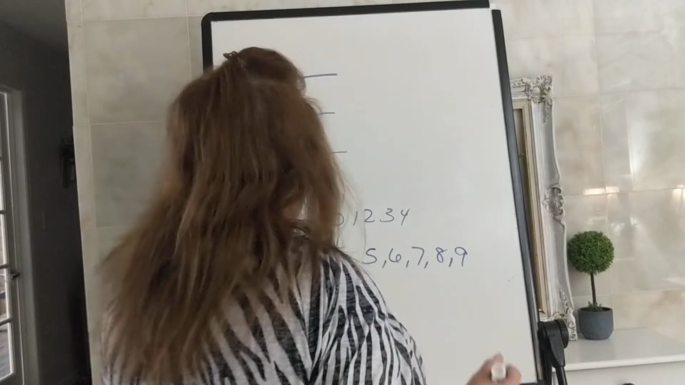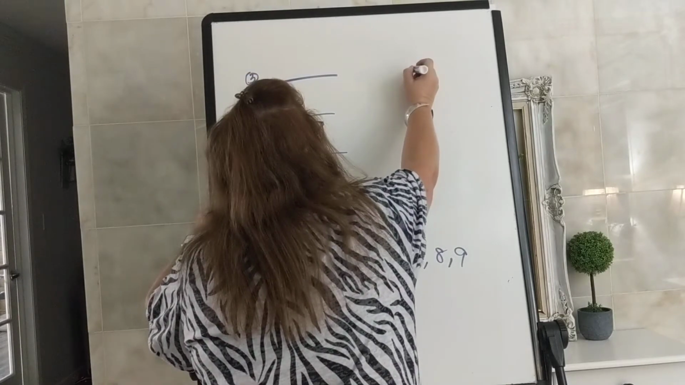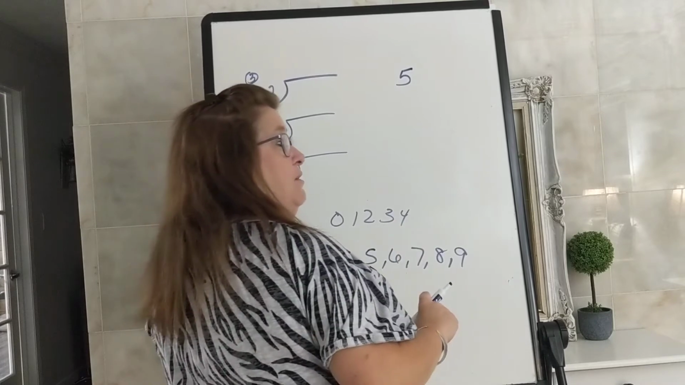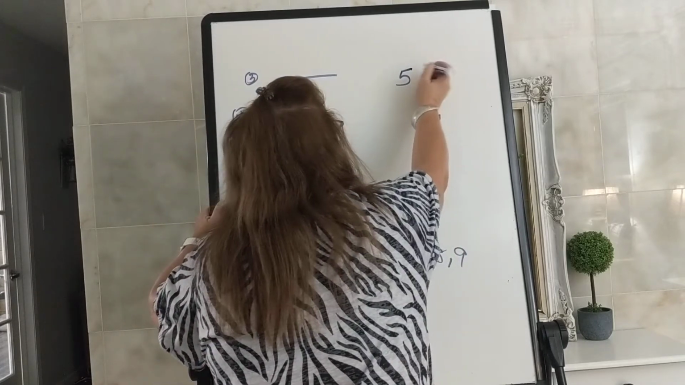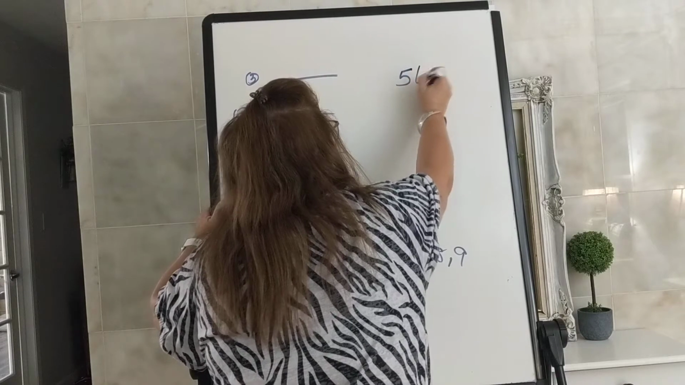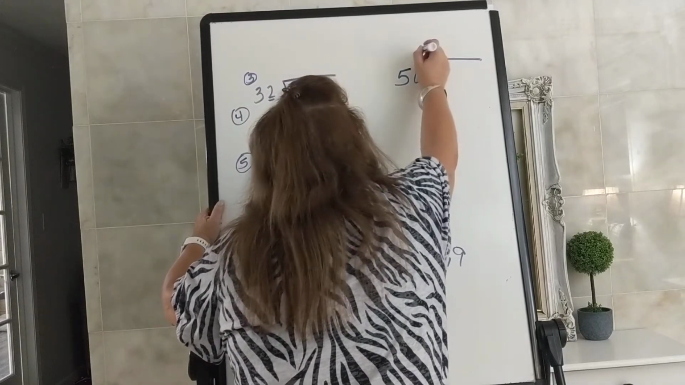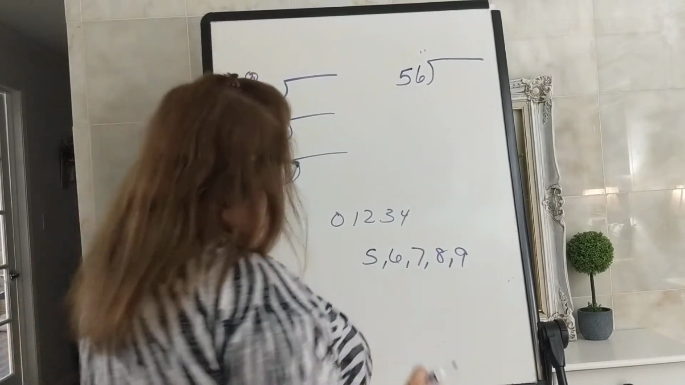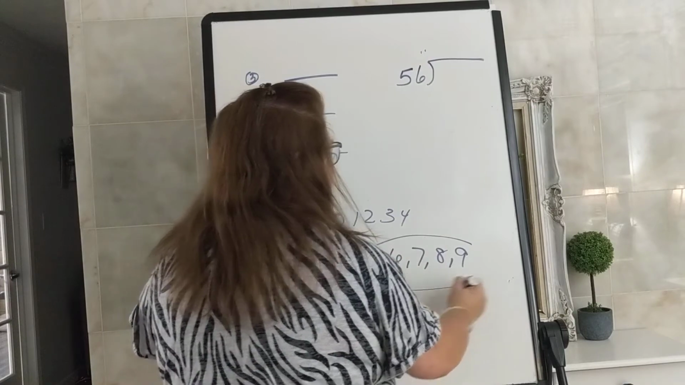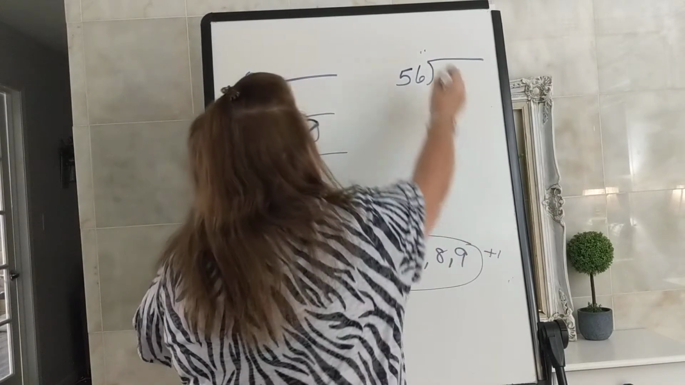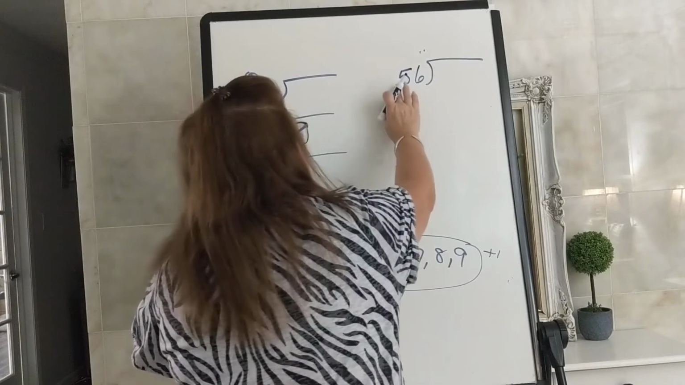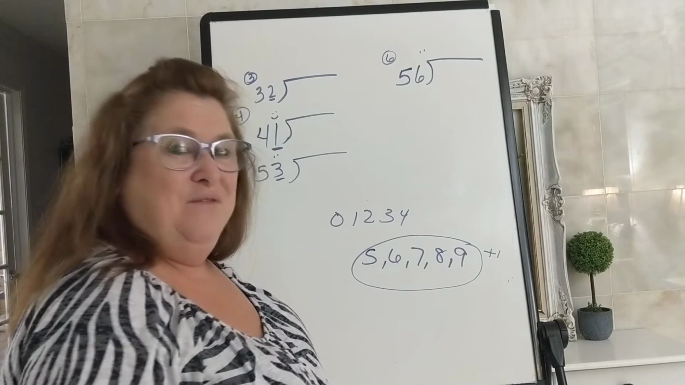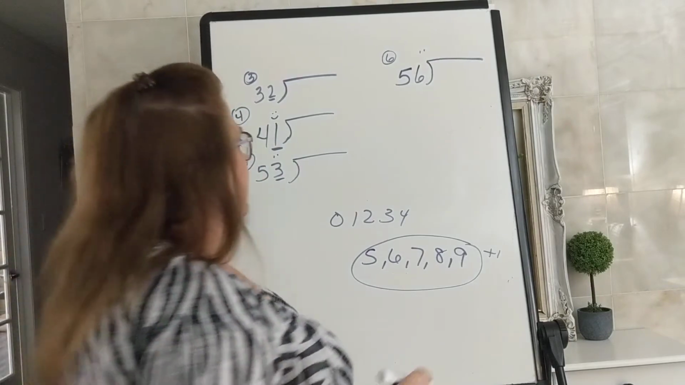All right, so if we had a divisor that had a digit more than 4, let's have 56 for our divisor. We always look at the second digit, it's a 6. So if our second digit is 5, 6, 7, 8, or 9, we're going to add 1 to the digit in front of it. So we'll go to our 5, and 5 plus 1 is 6. So our pretend divisor would be 6. Okay? Let's do another one.